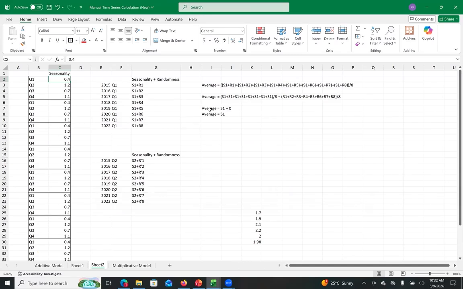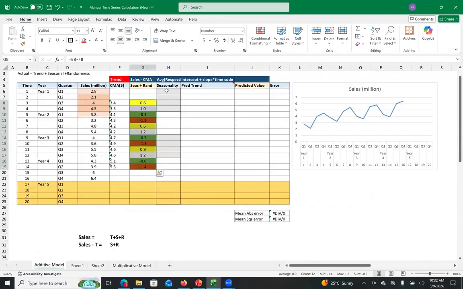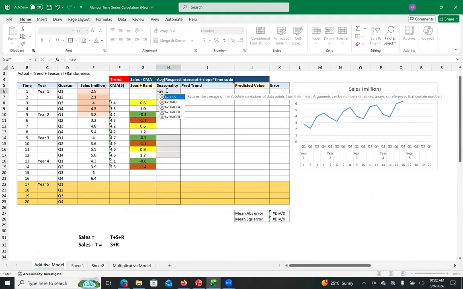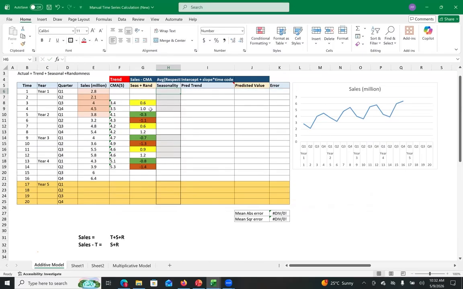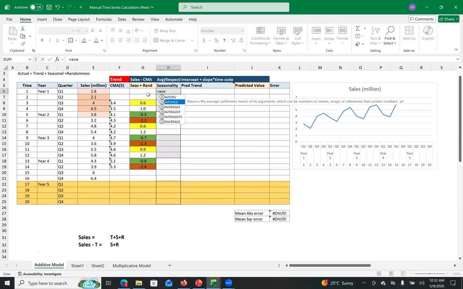Now, we know that we need to find the seasonality component. How we are going to find it is, I will take the average of all the quarter 1 values. Let me first go to quarter. Sorry, my bad. I will take the average of all the quarter 1 values. This is quarter 1, the green value.